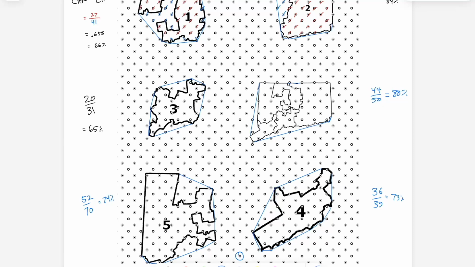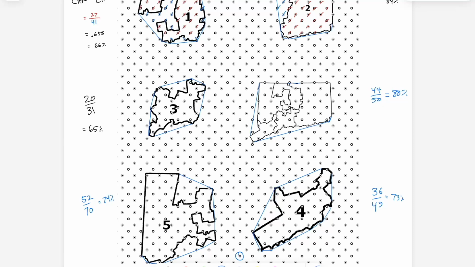Okay. Number 4, for the denominator, I got 52. Yeah, there's way more than 3 extra. Oh, yeah, it's 49, not 39. Thank you. Certainly much more than 3 extra from the convex hull. So, 49. And that's 73%. 36 over 39 is not 73%. That's just a typo I copied wrong from my paper.